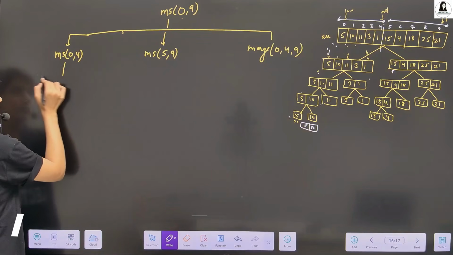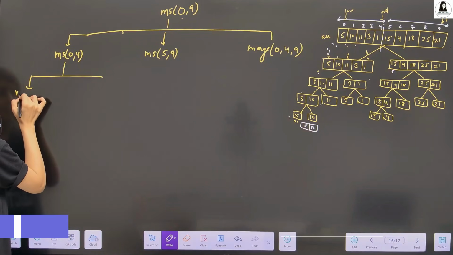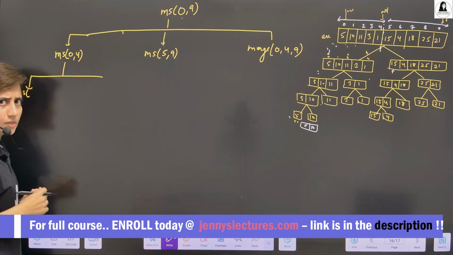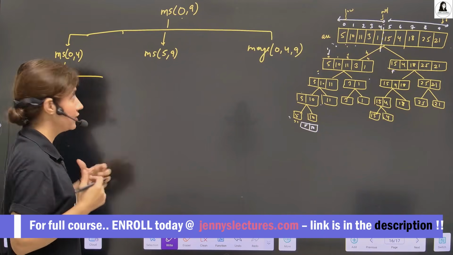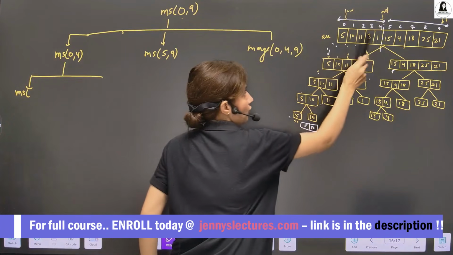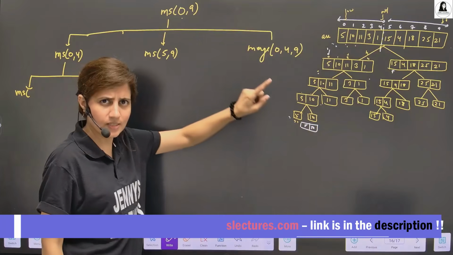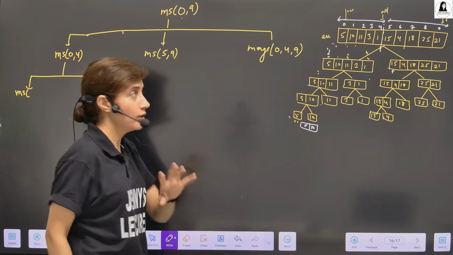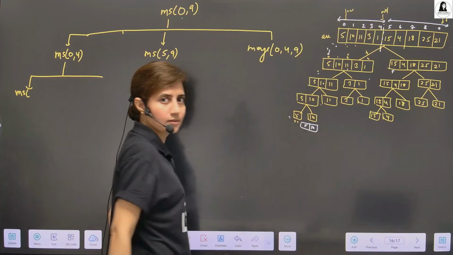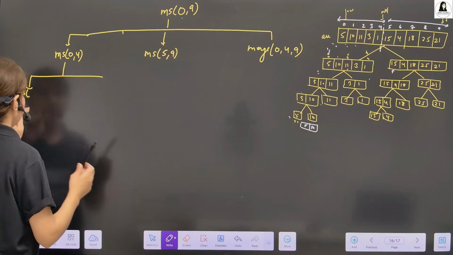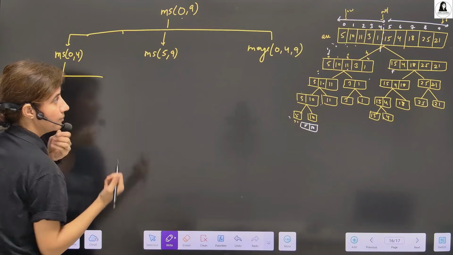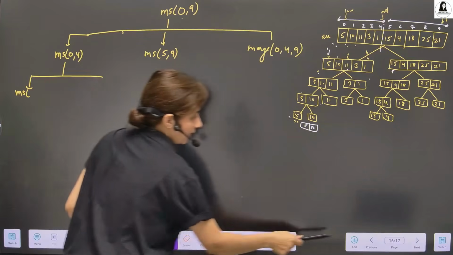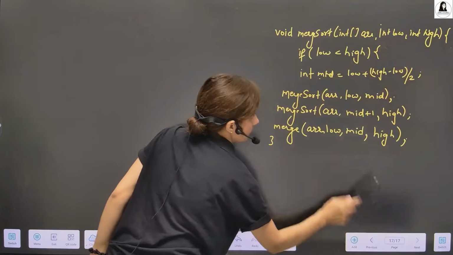This would be called recursively, this will again call. So merge sort. Now I'll consider my list is from 0 to 4. 0 to 4. Again say low is less than high. Yes. Again calculate mid. Mid is 0 plus 4 divided by 2. So it's 2. So mid is this. Mid is this. Okay. Now again we call here merge sort.